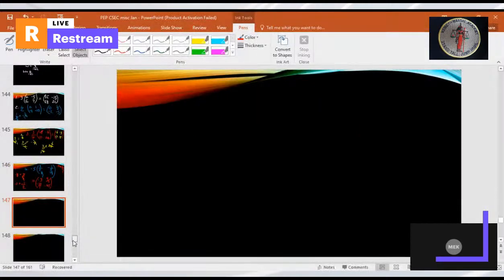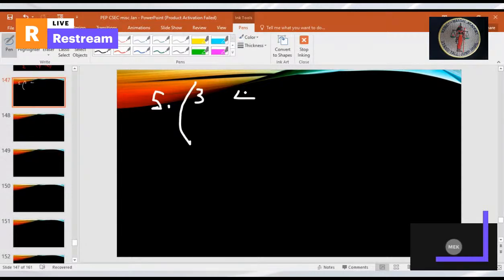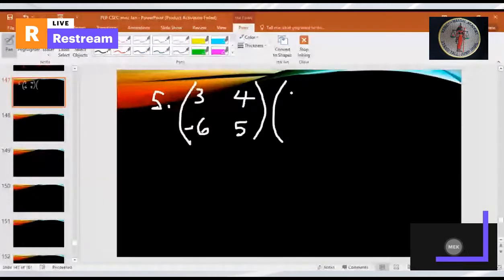All right, so when we say 2 by 2, we mean there are 2 rows, 2 columns. So for number 5, we have 4, negative 6, and that by 2, negative 8.